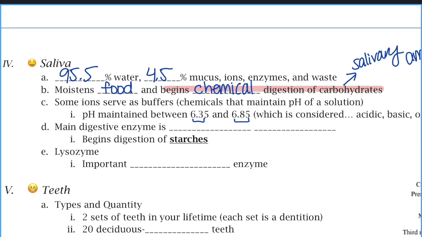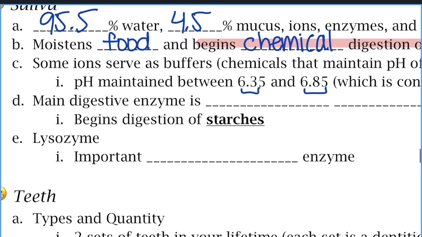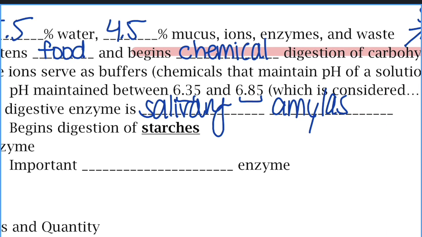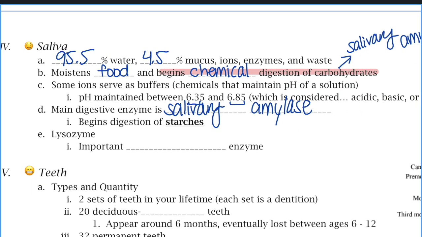Another thing is the lysozymes. But first, I need to write in the blanks here. Main digestive enzyme is salivary amylase. And what does Amy like? Amy likes bread. I'm going to ask you one more time, kids. What does Amy like? Bread. Very good. Pasta. So salivary amylase breaks down those things in the mouth. Okay, it begins the digestion of starches. And it's not a zymogen. I'm going to repeat, no zymogen for this one. It works where it's made.